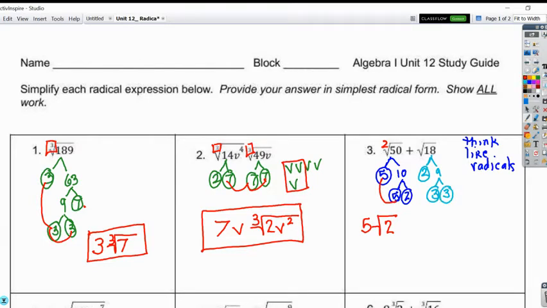So again, it's a square root. I have an index of 2, so anything that has a match, a pair, gets written outside once. Numbers without a match, like that 2, stay inside the radical. This is still an addition problem, and so we focus on adding those coefficients for us. So I've got a 5 plus a 3, that makes 8, and then the radical stays the same. So we're at 8 times the square root of 2.